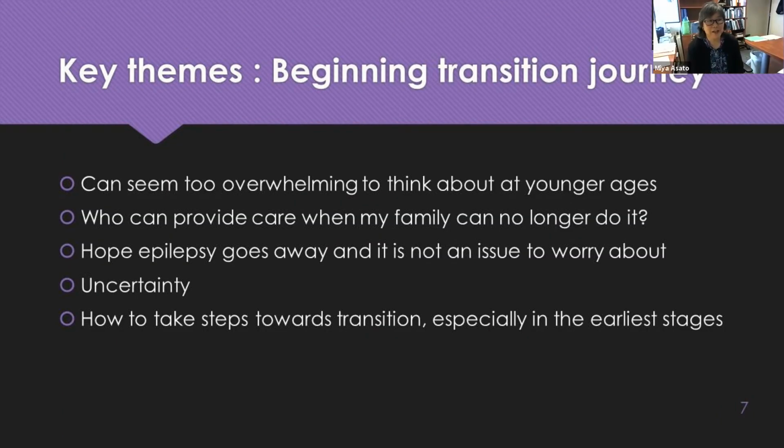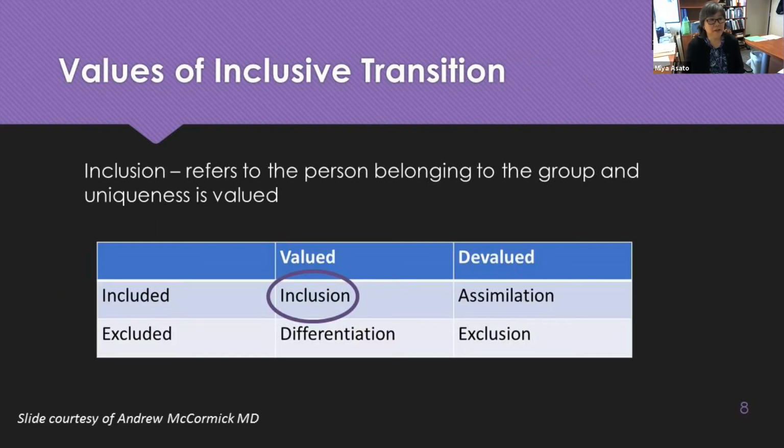Thank you, Dr. Crumrine. Let me just advance the slide here. So I want to talk a little bit about the values that we might bring to the transition process. One of the values that I think is very important to highlight initially and throughout the process is inclusion. And inclusion refers to the person, the young adult, belonging to the group, and their uniqueness is valued. And this vision of inclusion should really begin early in life so that the plans are made for adult life, thinking about what is meaningful for that person, whether the young adult is working and living away from their family, or whether they need significant care and supports.